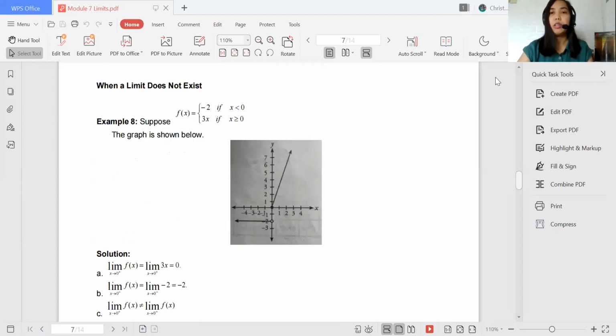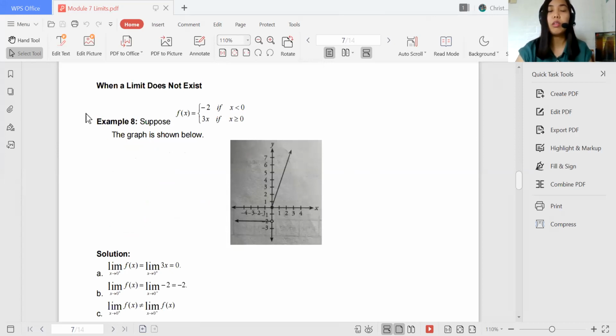When a limit does not exist. So it means that not all limits exist. I mean, there is no certain value that we can find. Okay. So when a limit does not exist, how do we know if a limit exists and how do we know if a limit does not exist?